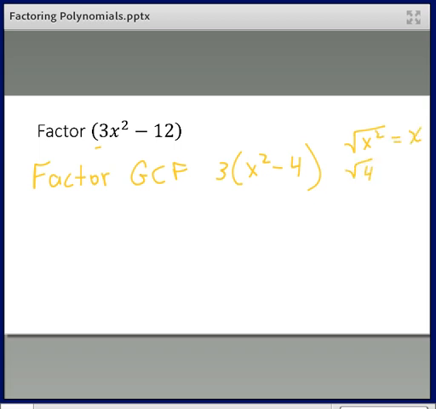So again, find your factors. Square root of x squared is x. Square root of 4 is 2. And so here are your factors. I've got 3 times x minus 2, x plus 2.